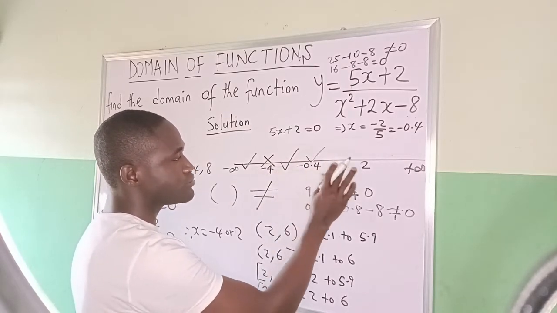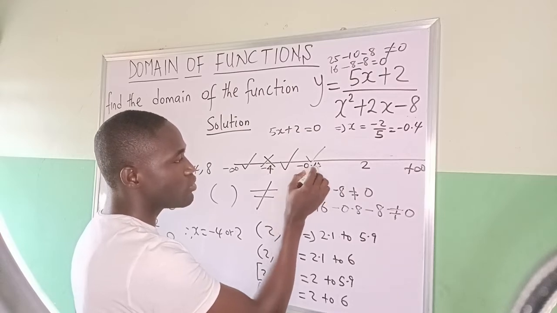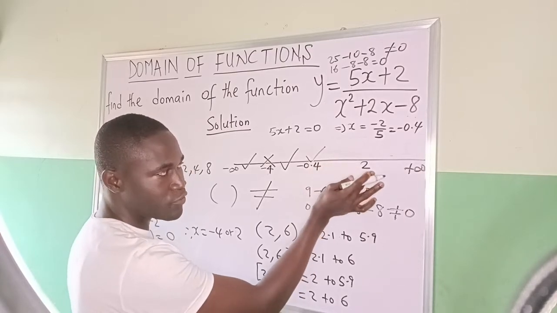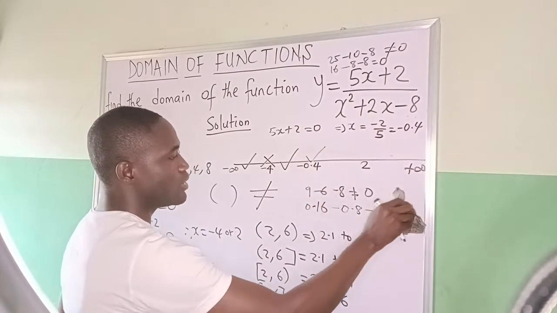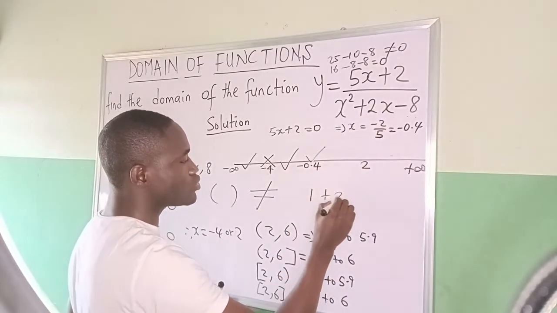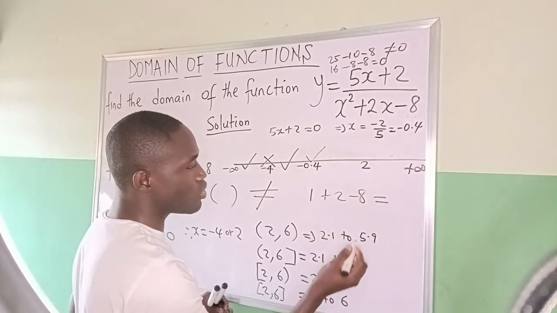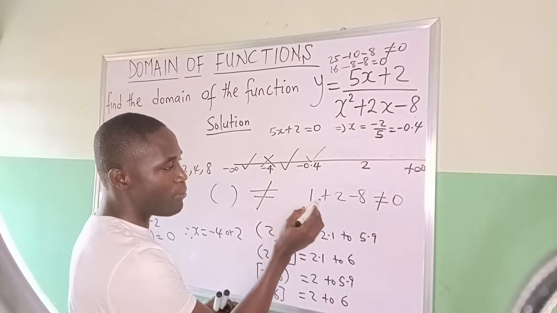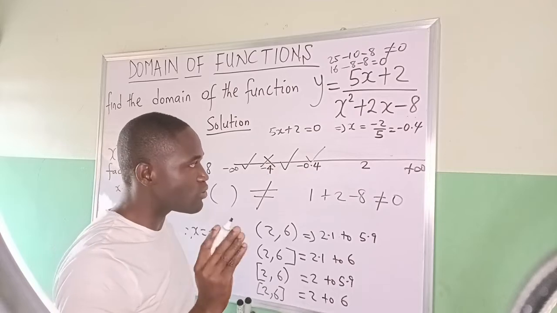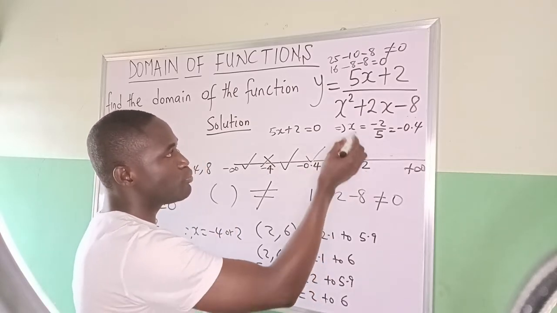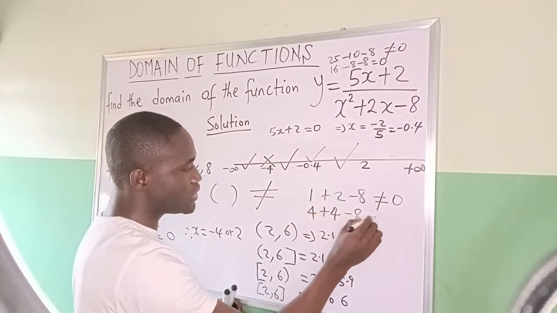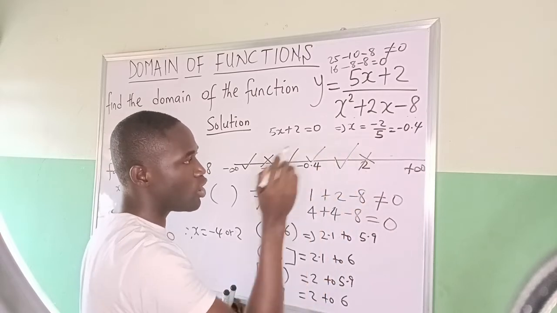Pick any number here. After minus 0.4, you can have 1, then 2. So 1 is inside here before you have 2. If you put 1 here, let's check whether it will give you 0 at the denominator. 1 squared, 1, plus 2 times 1, 2, minus 8. Is it equal to 0? No, not equal to 0, because 1 plus 2 is 3, 3 minus 8 is minus 5. It will not give me 0. I will mark good. Carry 2, put. 2 squared is 4. Plus 2 times 2 is 4, minus 8. That is 0. I will say 2 is undefined.